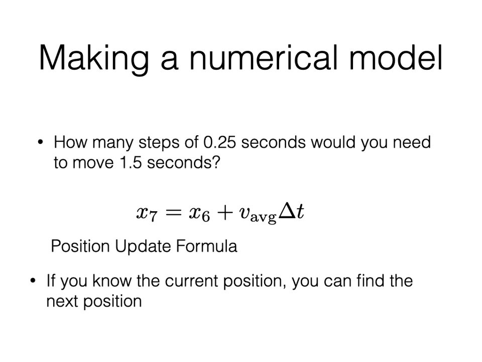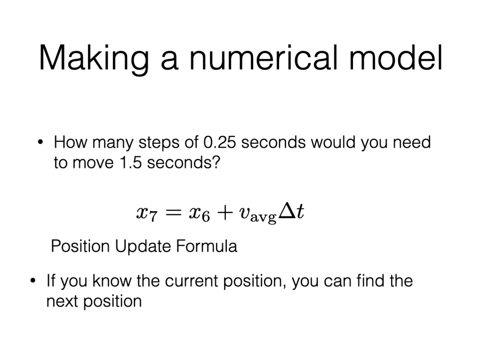So how do we make this into a numerical model? We have this equation. I started off with x2 equals x1 plus v average delta t. But this could also be used for any successive x positions. Here's an example of x7. The 7th x position is equal to the 6th x position plus average velocity times delta t. And we're going to call this the position update formula.